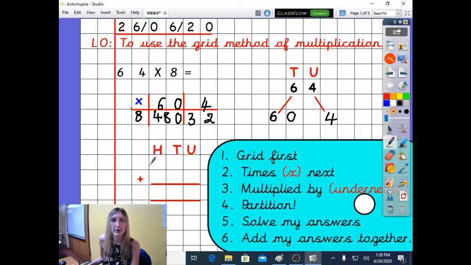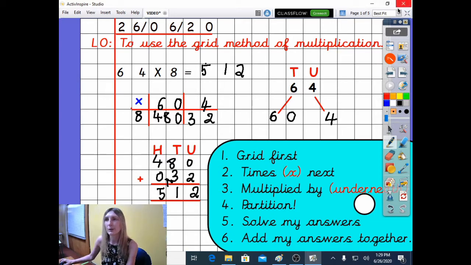So we use column method and we do 480 and then we have 32, so there's nothing in our hundreds column. So 0 plus 2 is 2, 8 plus 3 is 11, so we've got a 1 here and we carry a 1. And then we've got 4 plus 0 plus 1, which is 5. So the answer to 64 times 8 is 512.